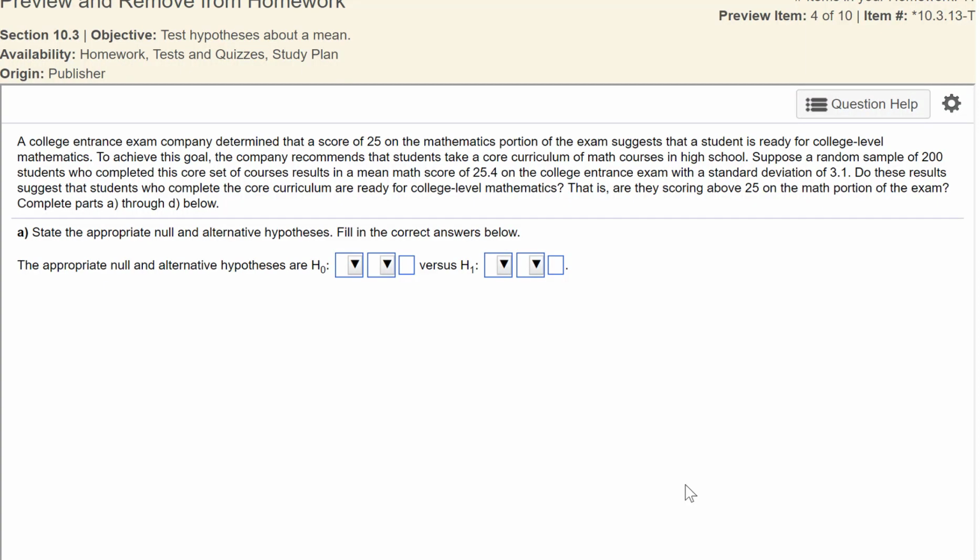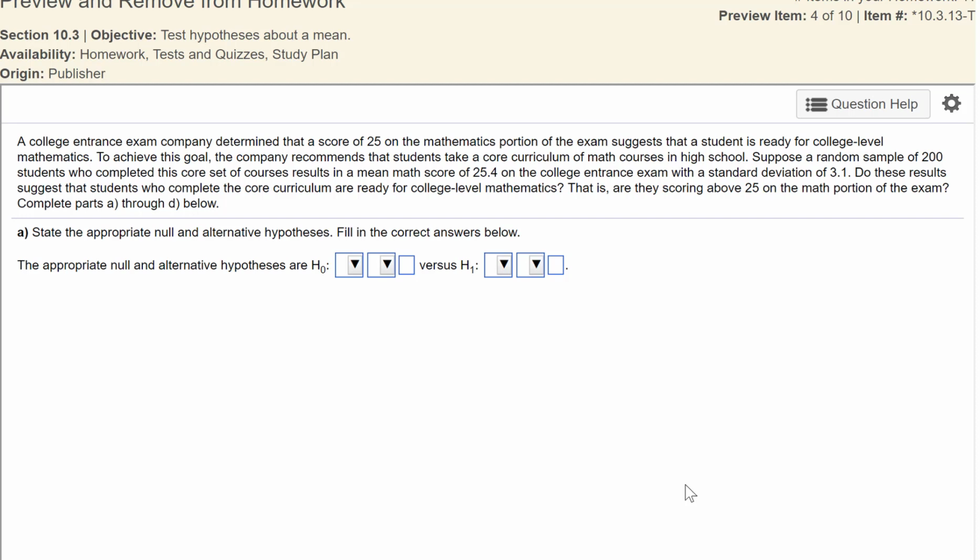A college entrance exam company determined that a score of 25 on the mathematics portion of the exam suggests that a student is ready for college-level mathematics. To achieve this goal, the company recommends that students take a core curriculum of math courses in high school. Suppose a random sample of 200 students who completed this set of courses results in a mean math score of 25.4 on the college entrance exam with a standard deviation of 3.1.